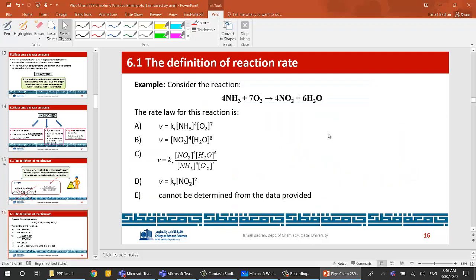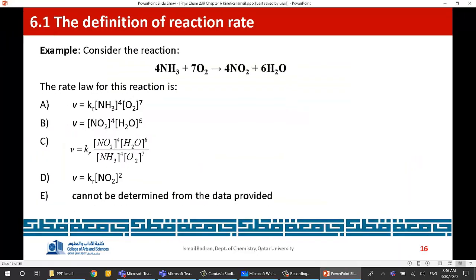So, for example, I gave a question to my students in the old days that says, consider the reaction 4NH3, this is the same reaction that we've been discussing a minute ago, 4NH3 plus 7O2 goes to 4NO2 plus 6H2O. And it says the rate law for this reaction is A, B, C, D, or E. I will give you a minute. You can put your answer in the chat window if you like.